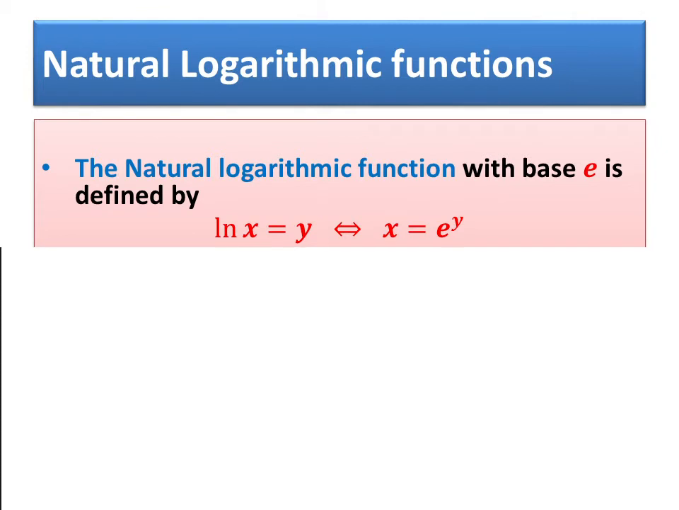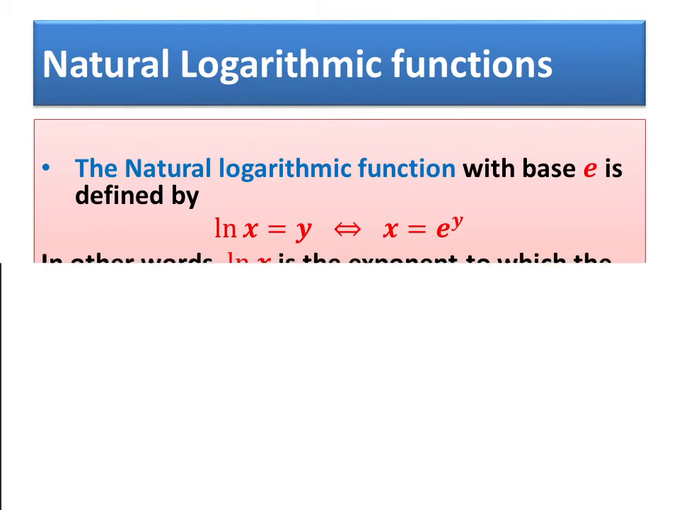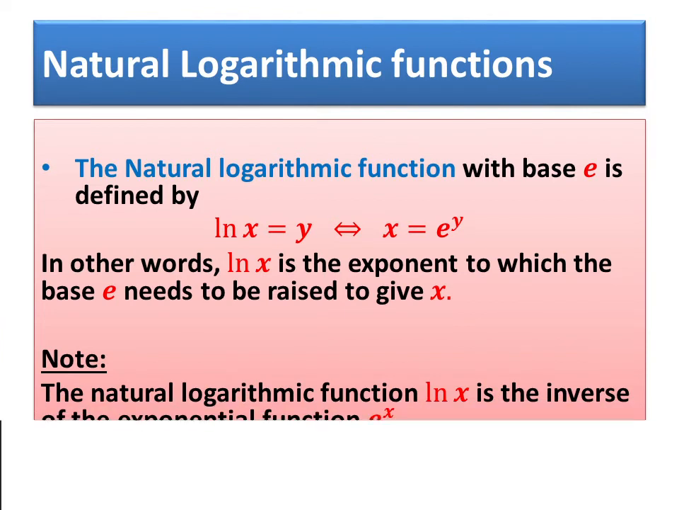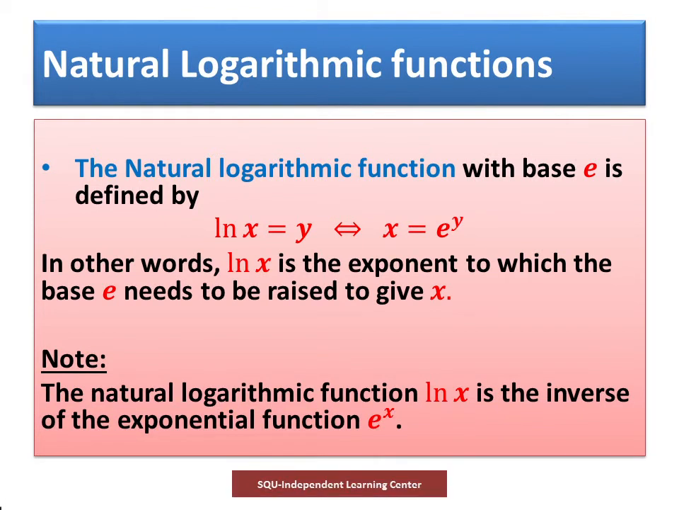And we don't write log x to the base e, we simply write ln x. So ln x is equal to y. This is equivalent to saying x is equal to e power y. In other words, ln x is the exponent to which the base e needs to be raised to give x. And we note also that the natural logarithmic function ln x is the inverse of the exponential function e power x.